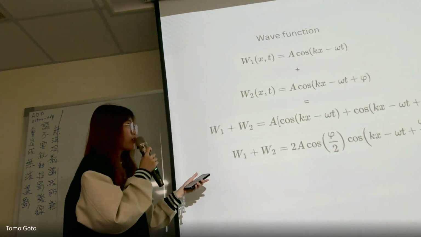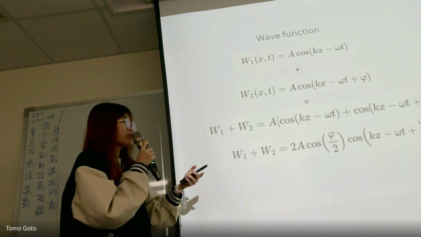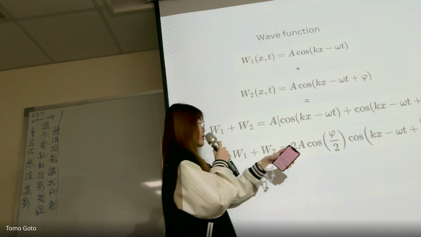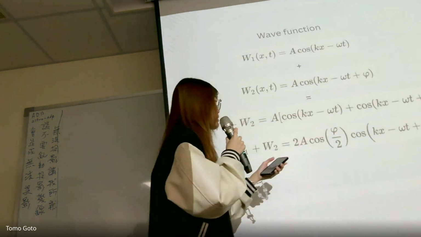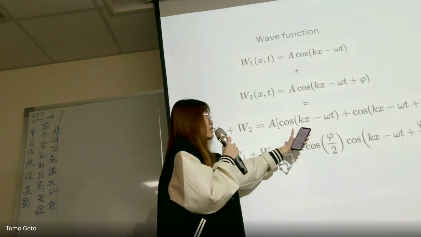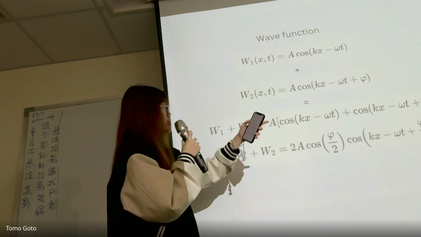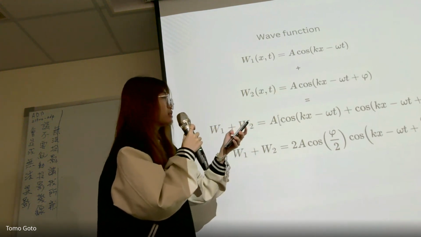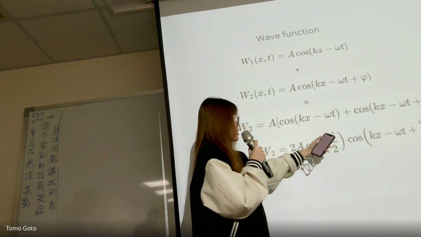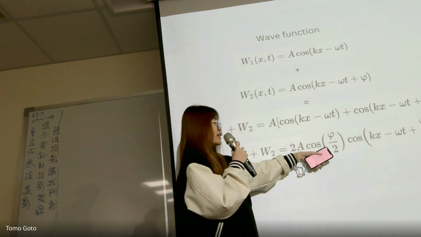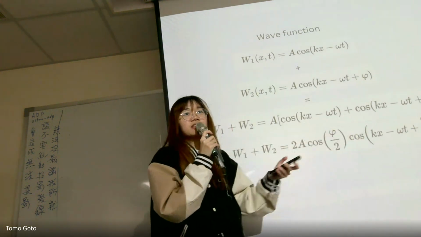So when do we know it's constructive interference and when it's destructive interference? It depends on phi here. When phi is an even multiple, it will cause constructive interference. And if it's an odd multiple, it will cause the cosine here to be 0, and then it will cause destructive interference.